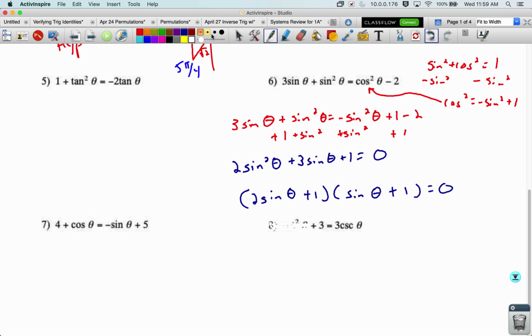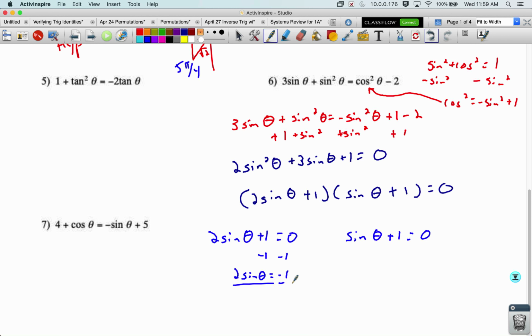So I can finish this one. 2 sine theta plus 1 equals 0. Sine theta plus 1 equals 0. Minus 1 minus 1. 2 sine theta equals negative 1, divided by 2, divided by 2. Sine theta equals negative 1/2.